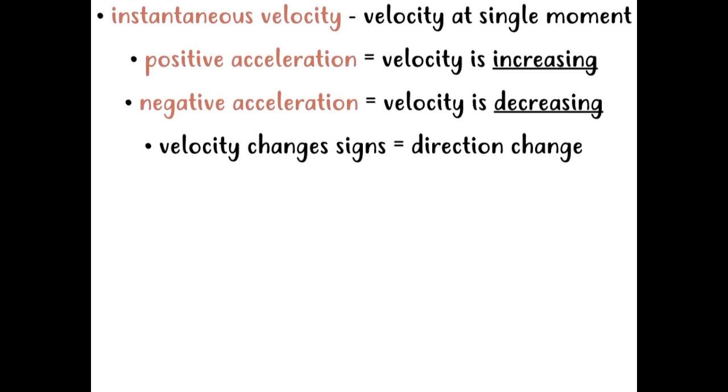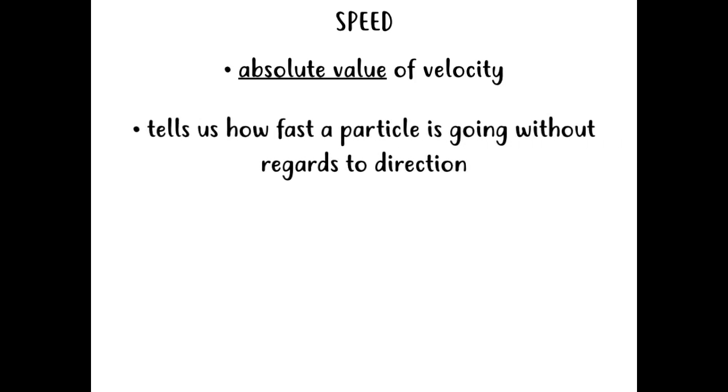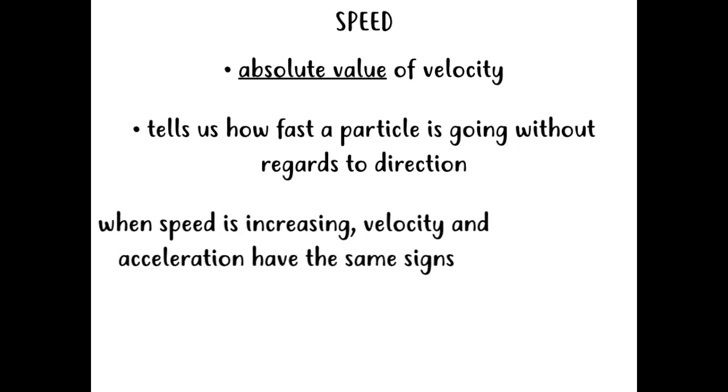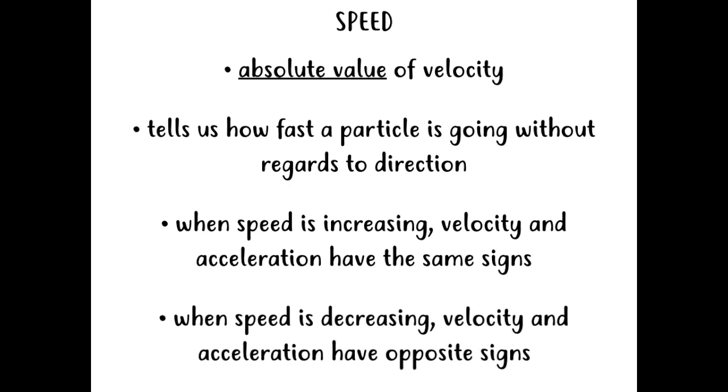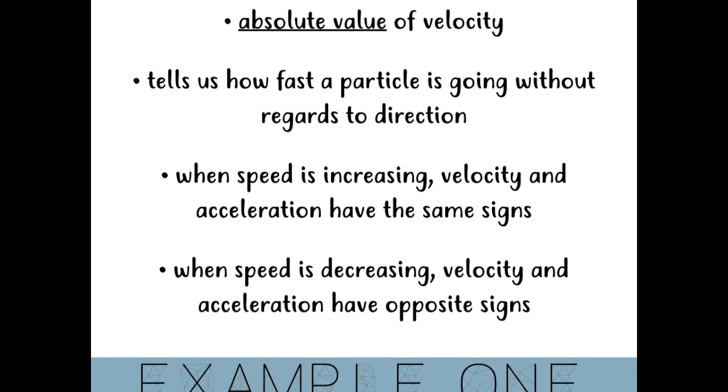Speed is also another important concept of particle motion. It is essentially the absolute value of velocity. It tells us how fast a particle is going without regard to direction. When speed is increasing, velocity and acceleration have the same signs, but when speed is decreasing, velocity and acceleration have opposite signs. Let's look at an example.